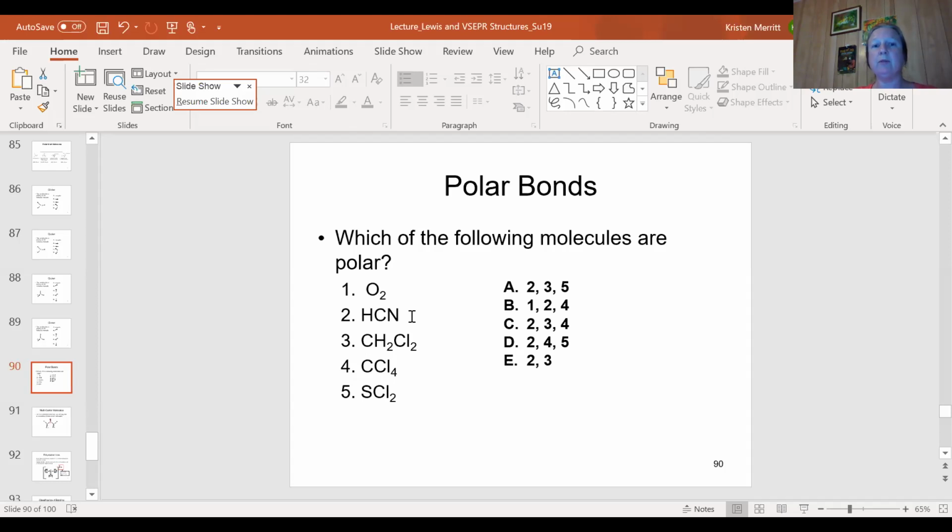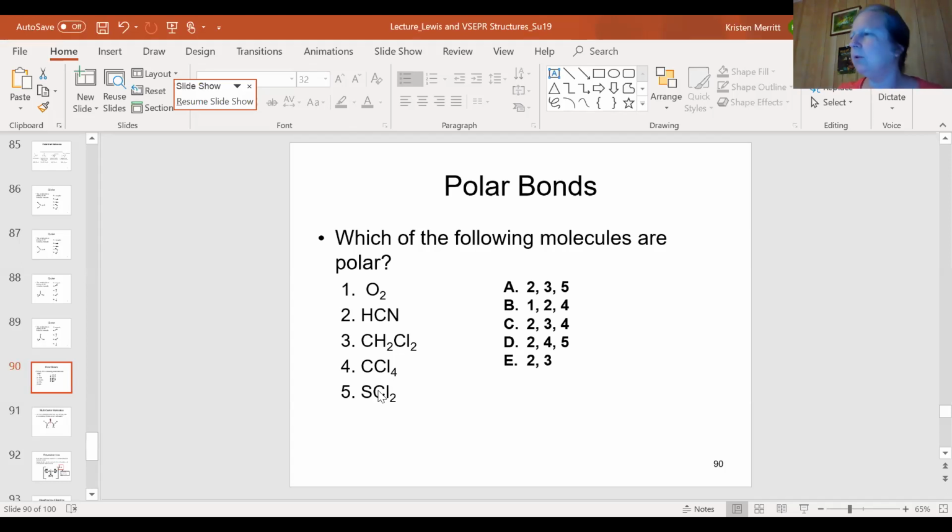But if we drew this out, this is linear. So the electrons would flow towards the nitrogen here. CH2Cl2, it would be in between the 2 chlorines. So you have 1 carbon surrounded by 2 hydrogens and 2 chlorines. Again, it's tetrahedral. This is the example I did on the whiteboard. And so it would be in between the 2 chlorines.